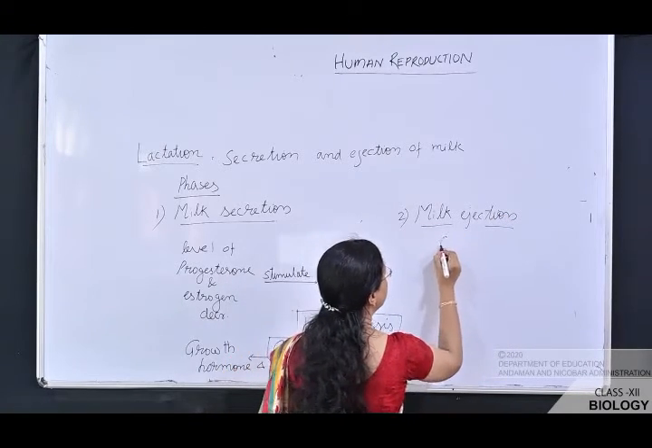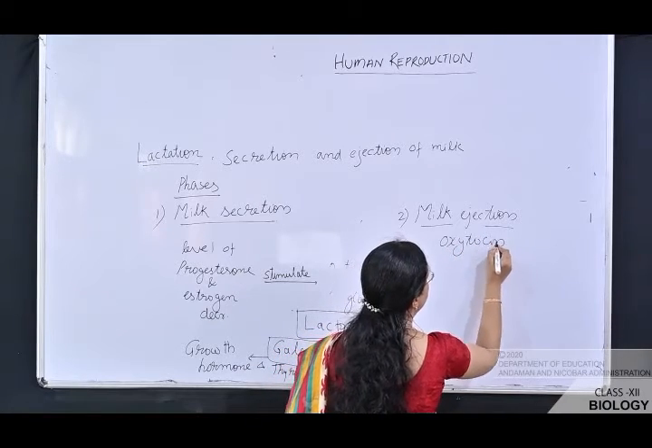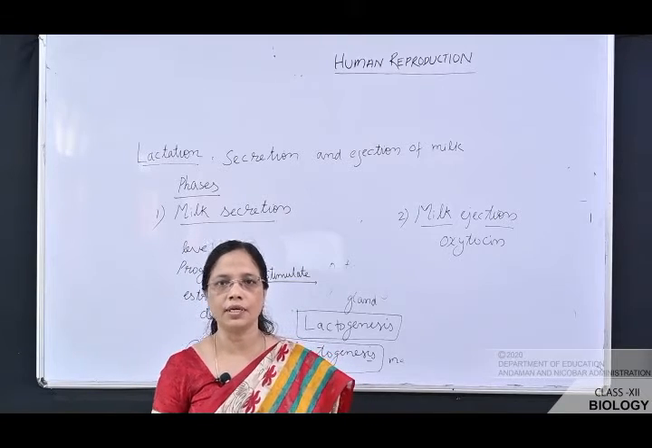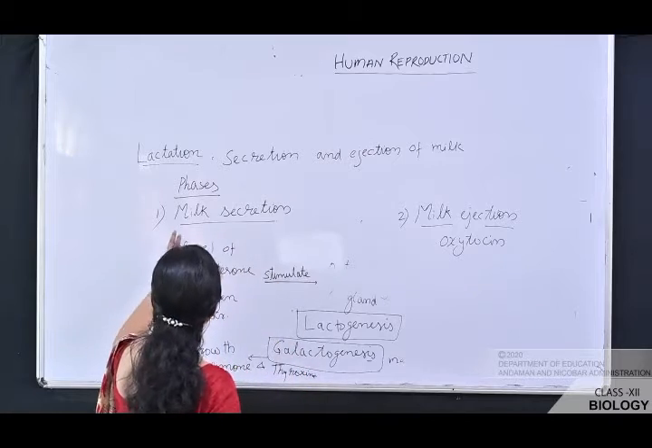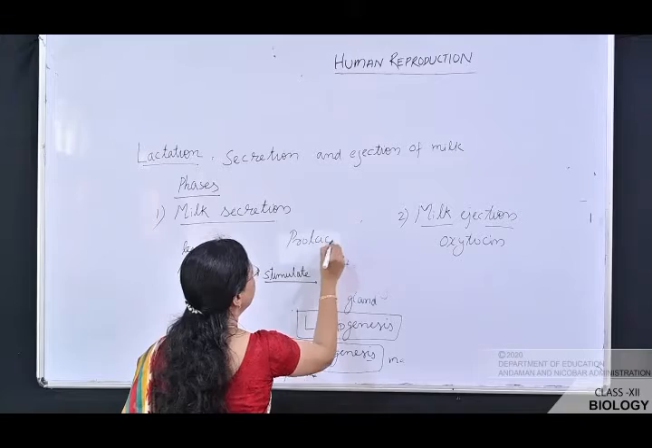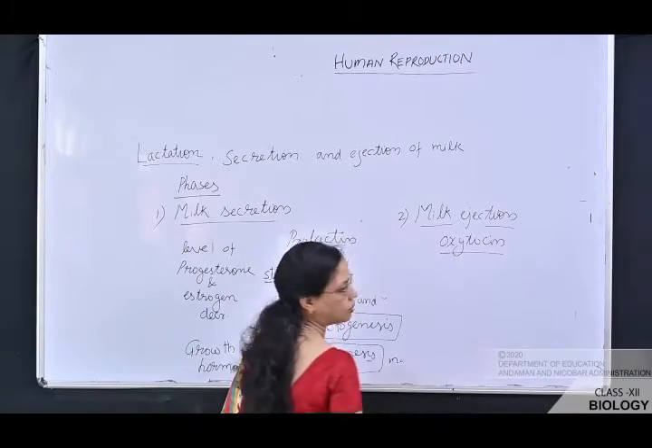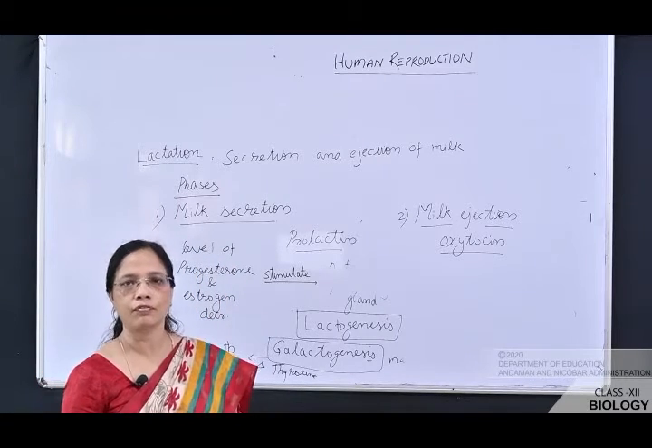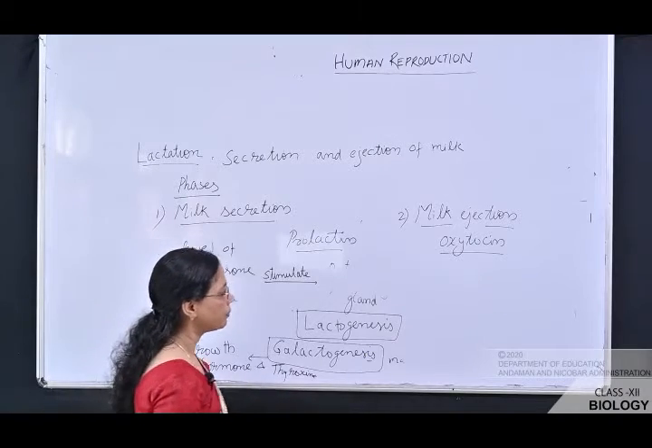This milk ejection is due to a hormone called oxytocin. This oxytocin contracts the muscles of the mammary gland and milk is ejected. So milk secretion is due to prolactin and milk ejection is due to oxytocin hormone, and continuous maintenance of the flow of milk is due to growth hormone and thyroxine.